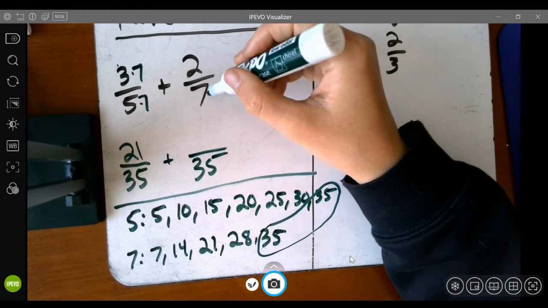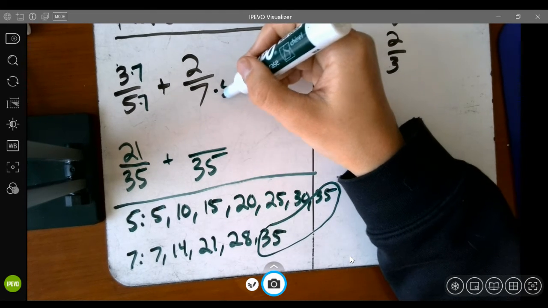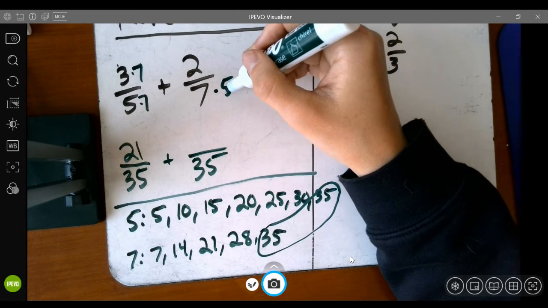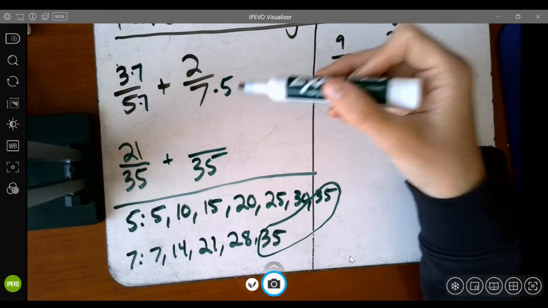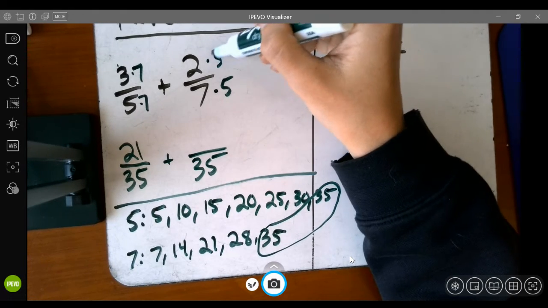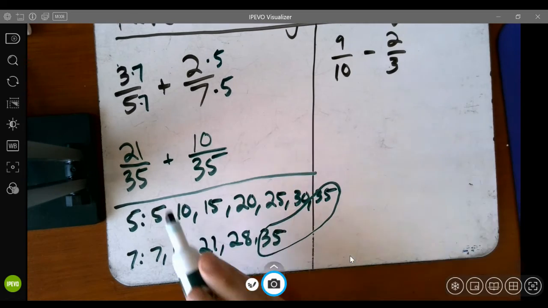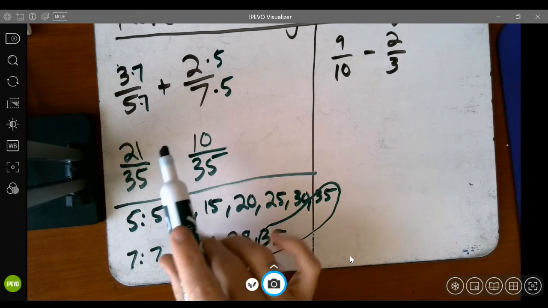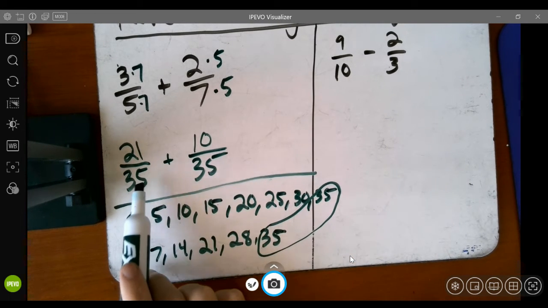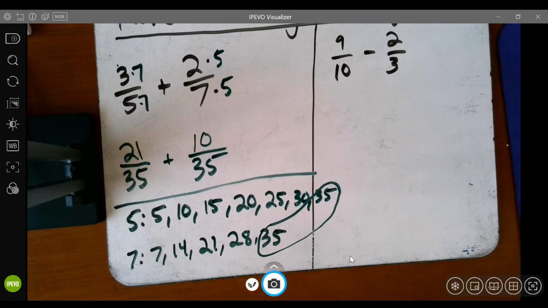To make the denominator of 7 into 35, we would do the same thing. We would need to multiply by 5, because 7 times 5 is 35. What you do to the denominator, you also need to do to the numerator. And so we would rewrite it as 10 35ths. Now notice that we're not changing the value of either of these fractions. It's still equivalent to 3/5 and 2/7, but we have rewritten it to have a common denominator.